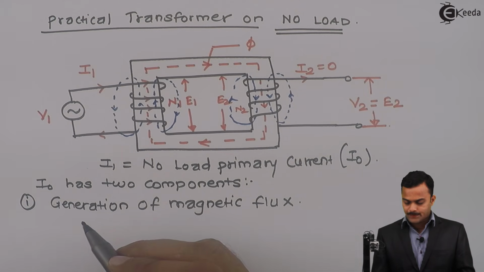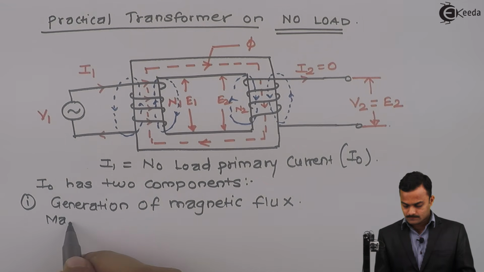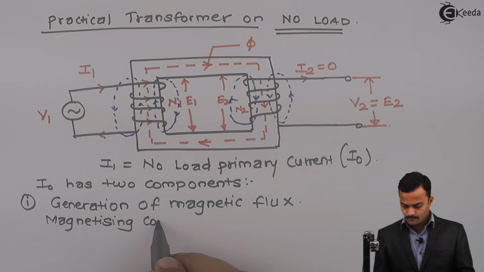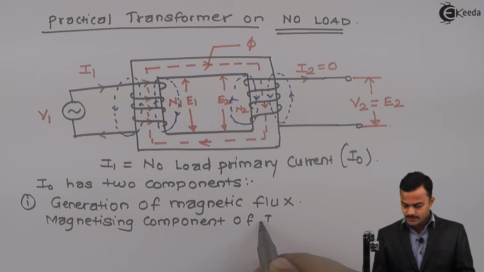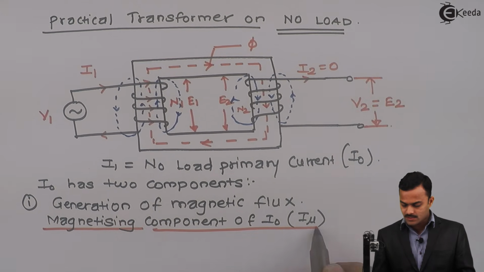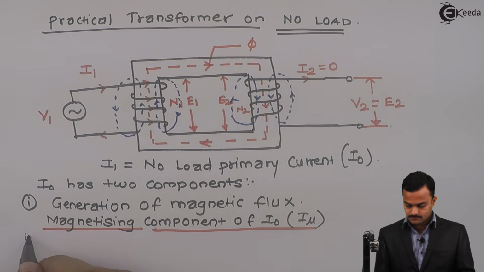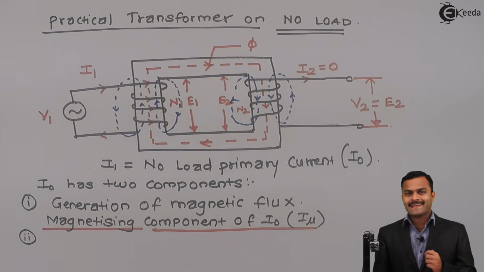the component which is responsible for generation of magnetic flux is called the magnetizing component of I0. We denote it as I mu. The magnetizing component of I0 is responsible for generation of magnetic flux, and second, some amount of current should take care of the core losses happening inside the core.